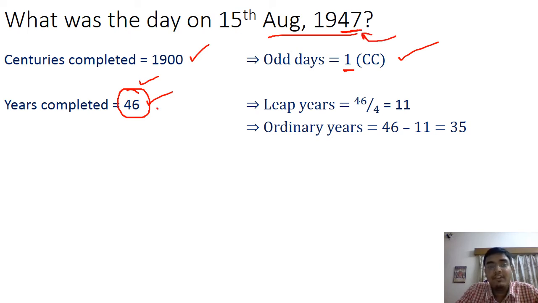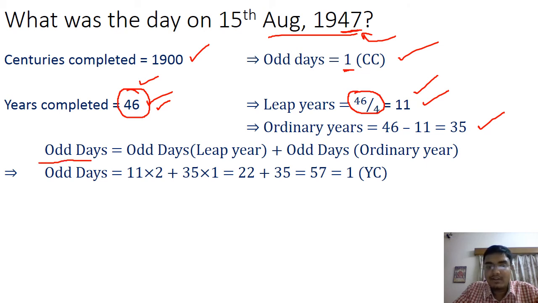So now number of leap years we have to calculate in 46 years, because we have to calculate the number of odd days. And odd days can be calculated only based on the number of leap years and ordinary years. So number of leap years are 11. We divide 46 by 4. Our quotient is 11, so number of leap years is 11. Remaining years are ordinary years, so 35 ordinary years.